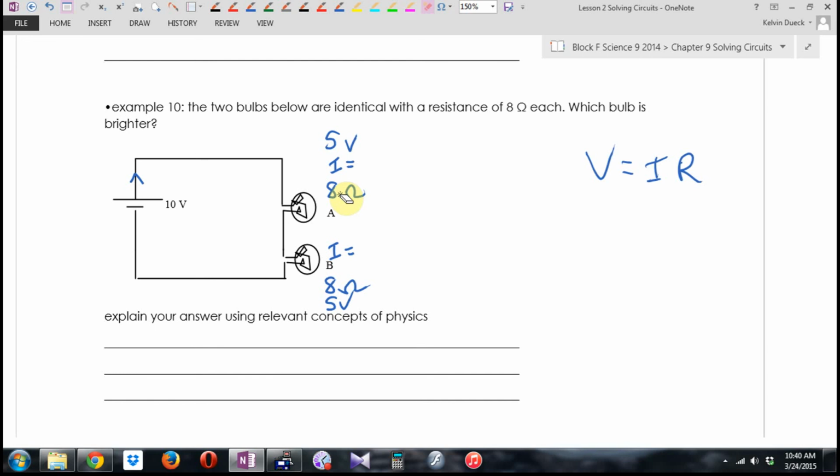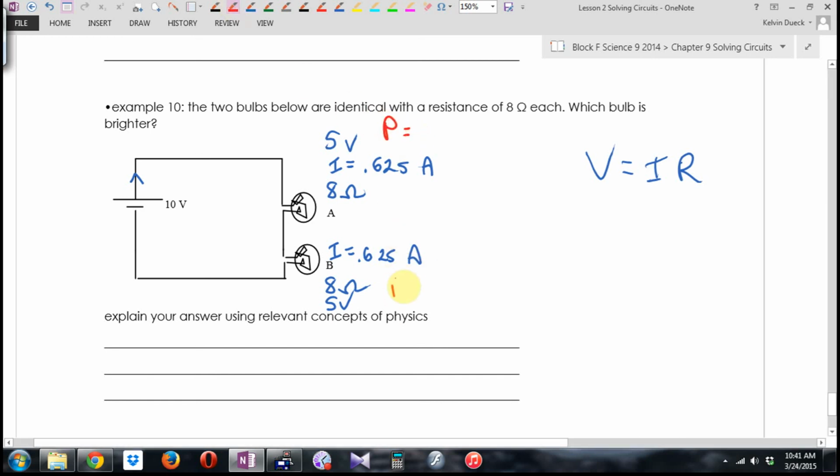Are you not going 5 divided by 8, which is a decimal, 0.625? And it's going to be the same for the bottom one because it's also going to be 5 divided by 8, 0.625 amps. It's not what this question wants. This question wants to know which one is brighter.